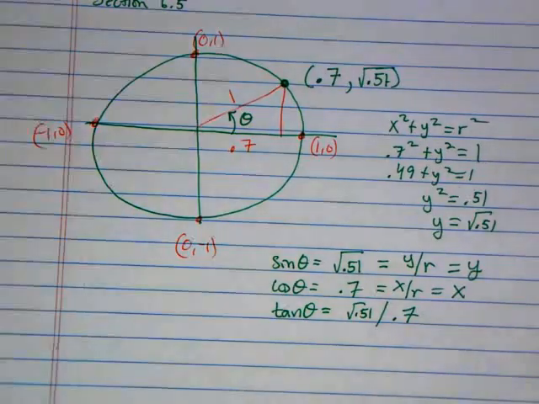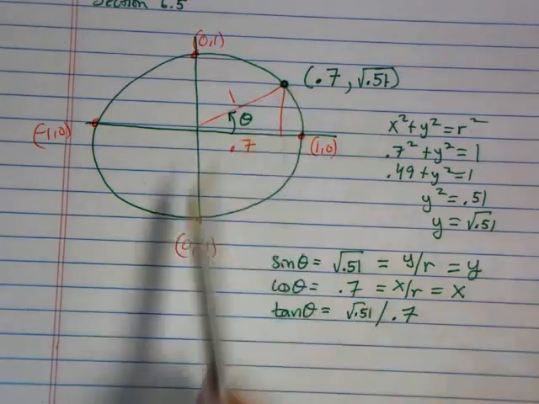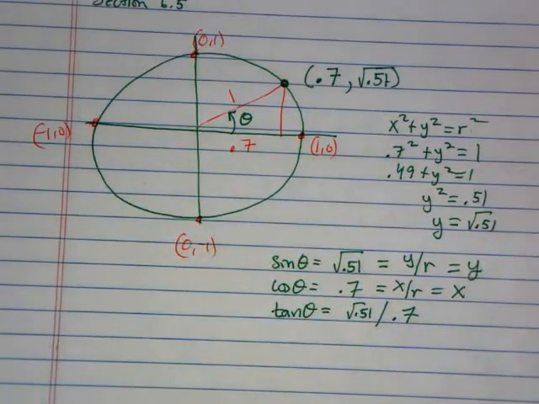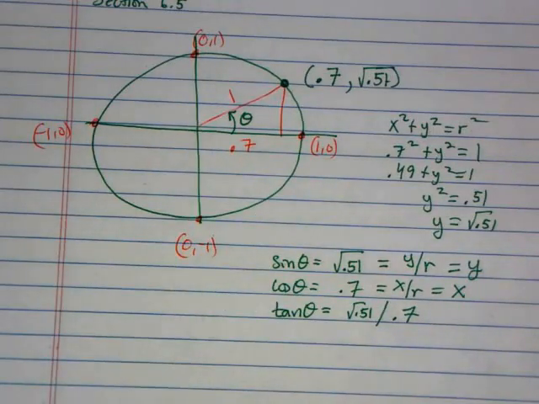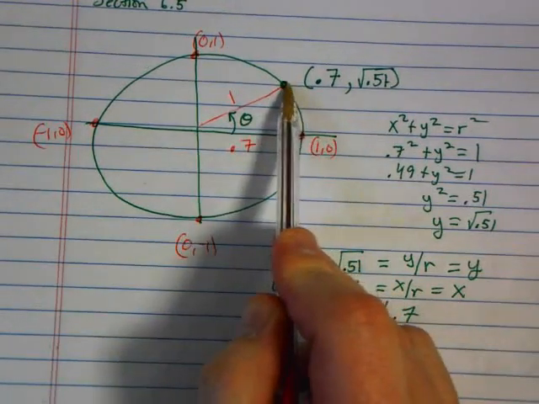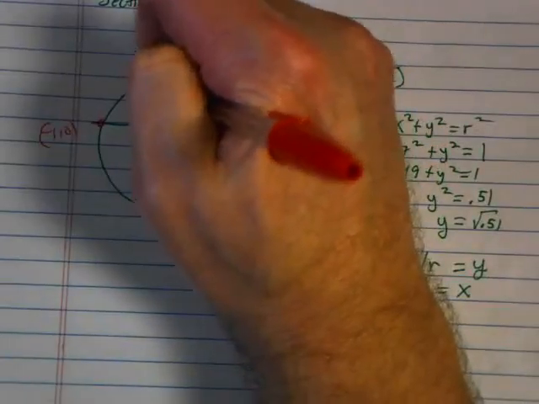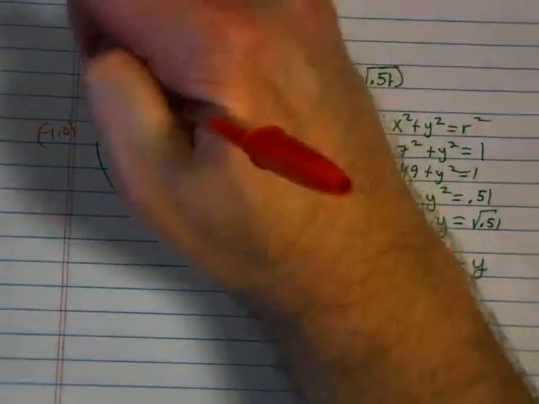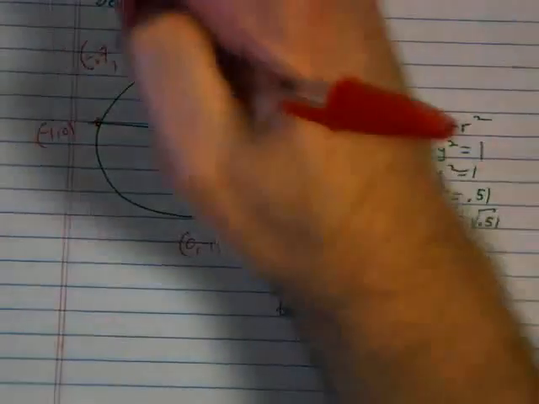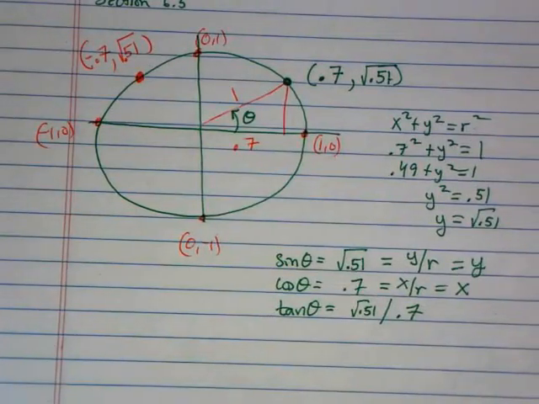All right, now I'm going to take this point right here, and I'm going to reflect it over the y-axis. What does it mean to say take this point and reflect it over the y-axis? This point goes over there, doesn't it? I just mirror image. All right, so there's that point right there. What are the coordinates of that point? Negative 0.7 and positive square root of 0.51.